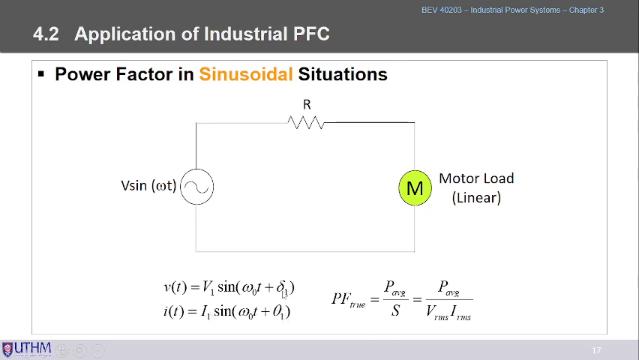So what is the power factor? The power factor angle is actually delta 1 minus theta 1. So that is the normal power factor angle. And the true power factor is the real power factor. The real power factor is equal to P average divided by S. S of course is V RMS multiplied by I RMS, and P average is the average power.